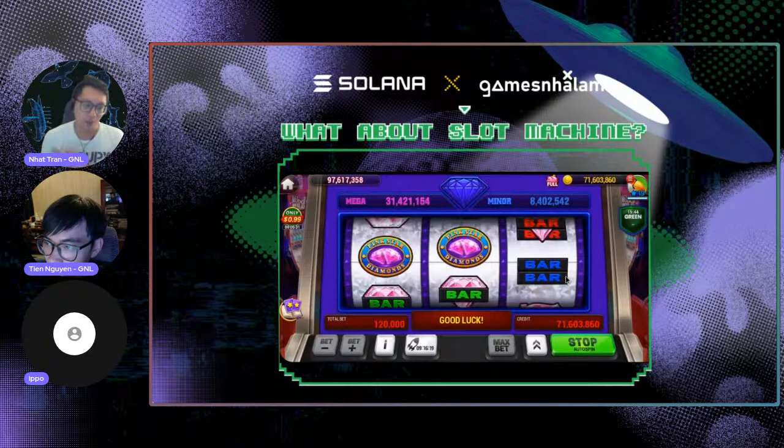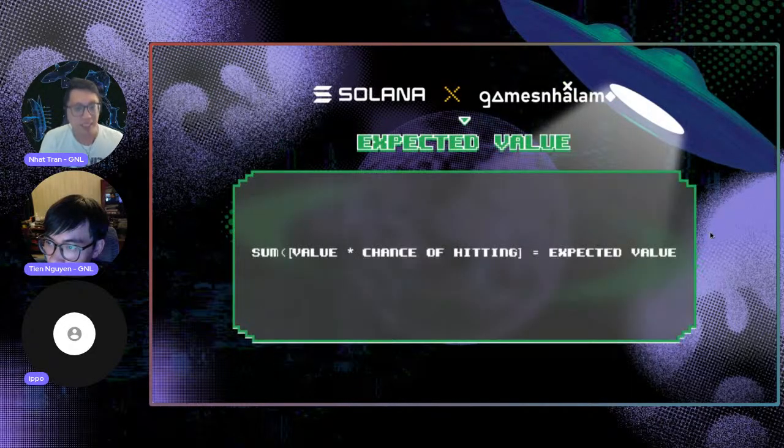So it's not like we have 7 symbols on the reel, and each symbol appears on the reel once. No, it's not like that. The distribution of the symbols on the reel is not equal. Some symbols will appear more and some will appear less. Based on the knowledge of expected value that I just talked about, can you guess which symbol will appear more and which symbol will appear less?